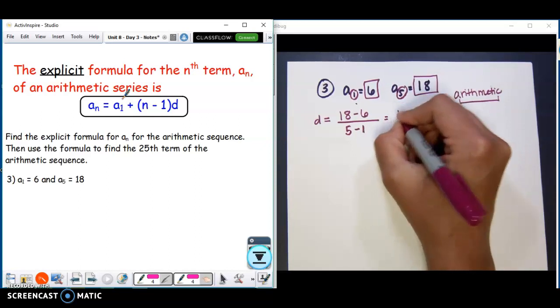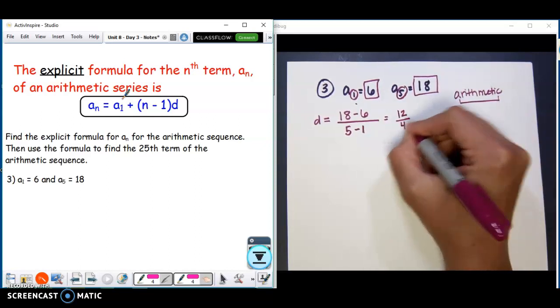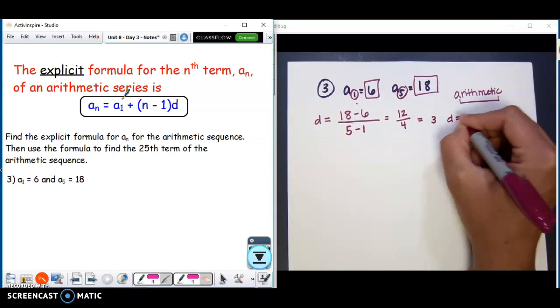So 18 minus 6 is 12. 5 minus 1 is 4. So my common difference is going to be 3.